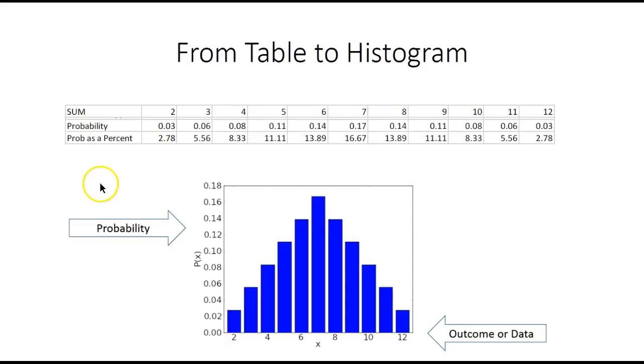Those probabilities can be put into a graph called a histogram. The bottom shows the outcomes, while the left shows the probabilities of each sum.